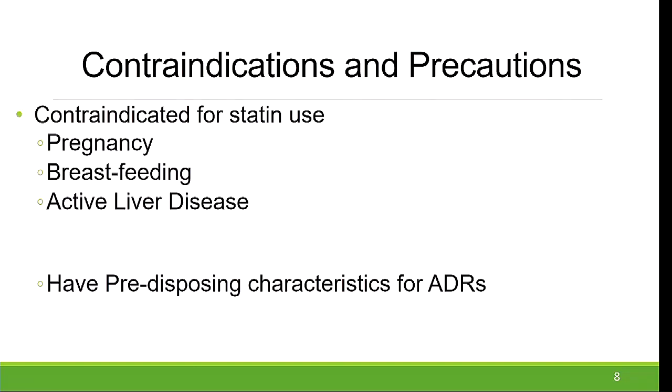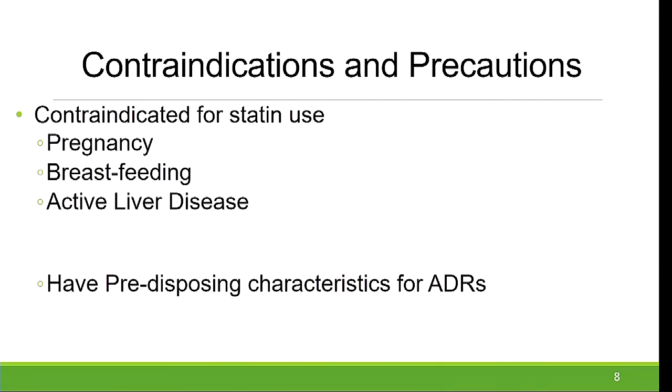So now we move into the contraindications and precautions. You've got three main contraindications for statin use: pregnancy, breastfeeding, and active liver disease. We can kind of get why these are contraindicated, because one, the statins cross the placental barrier, and they get into the breast milk as well. And then they're working in the liver, so we don't want them to be affecting any patient with liver disease. So again, pregnancy, breastfeeding, and active liver disease.